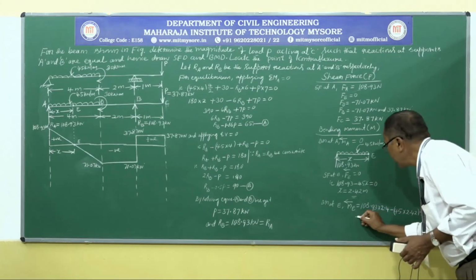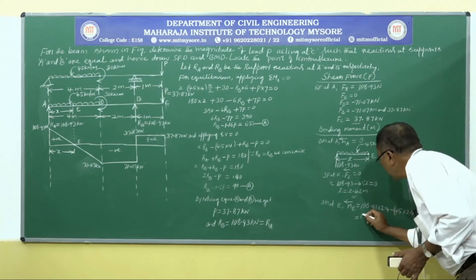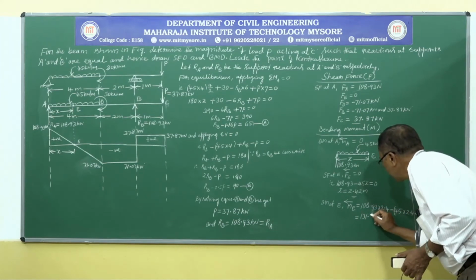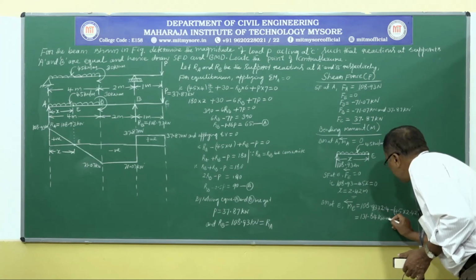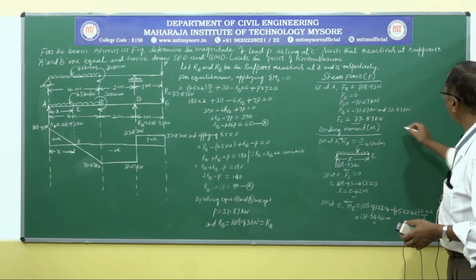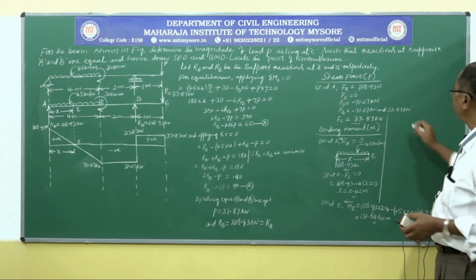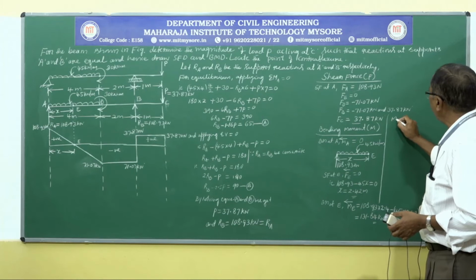So we will get bending moment 131.84 kilonewton meter. So this is bending moment at point E. Now let us calculate bending moment at point D.